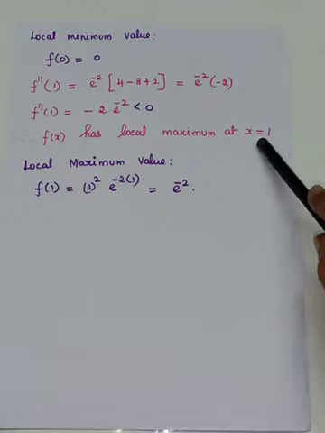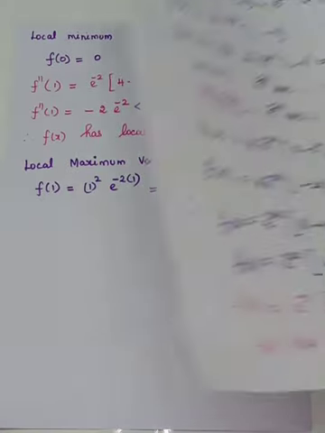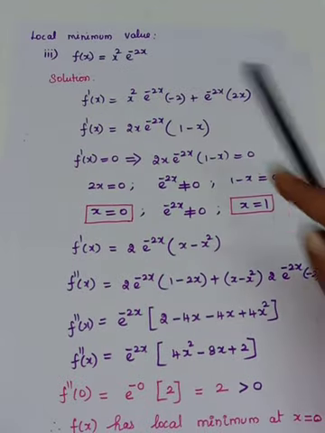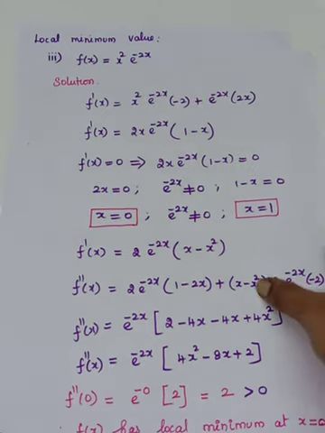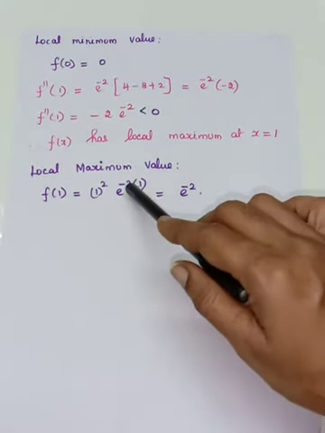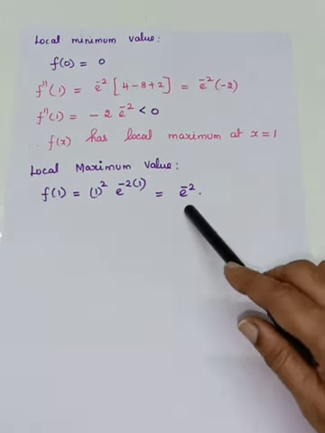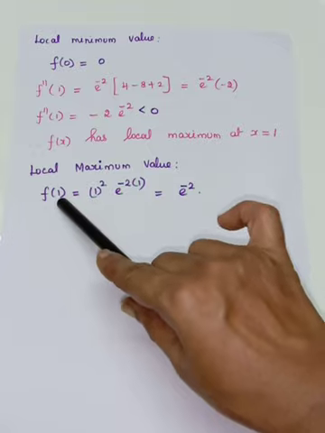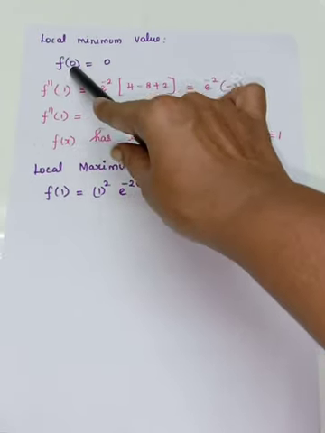Next you have to find the local maximum value. So x equal to 1 has to be substituted in f of x. So your f of x is what? The question. So f of x is equal to x squared into e power minus 2x. In that you have to substitute x as 1. So you will get 1 squared into e power minus 2 into 1. So the answer is e power minus 2. This is the maximum value which is obtained at x is equal to 1. This is the minimum value which is obtained at x is equal to 0.